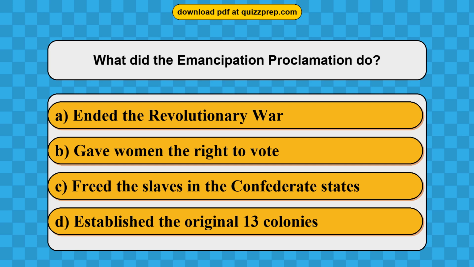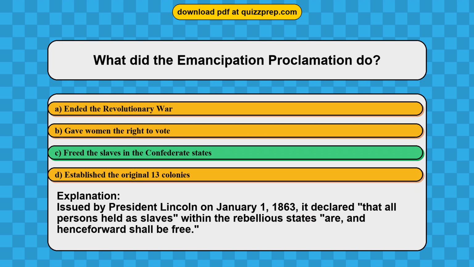Question 1. What did the Emancipation Proclamation do? Option A. Ended the Revolutionary War. Option B. Gave women the right to vote. Option C. Freed the slaves in the Confederate States. Option D. Established the original 13 colonies. The correct answer is option C. Freed the slaves in the Confederate States. Issued by President Lincoln on January 1, 1863, it declared that all persons held as slaves within the rebellious states are, and henceforward shall be free.